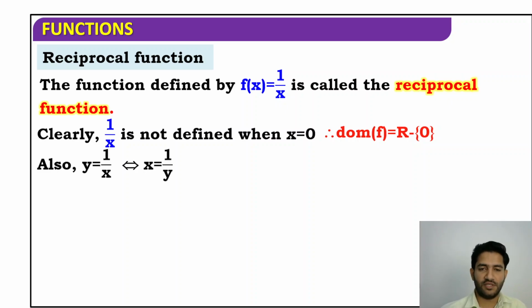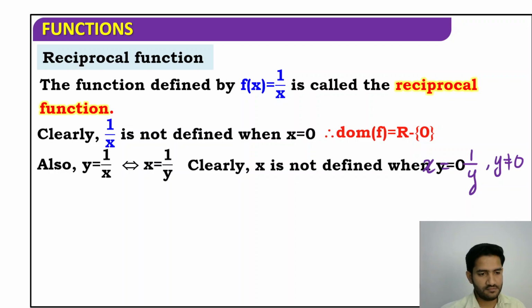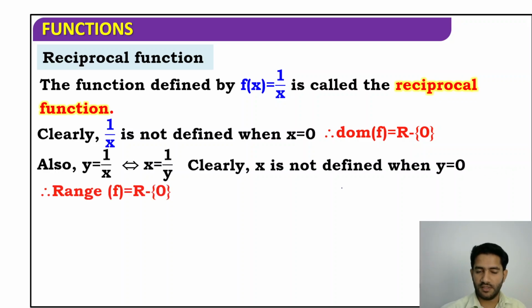So 1 by x, now we have to find the range. That means we are considering y is equal to 1 by x. So clearly we will get x equal to 1 by y. It is not defined when the denominator is equal to 0. So we write y is never 0, y is not equal to 0. The set of all y values is the range. So we can define the range as R minus the set {0}. So the domain and range are both the same.